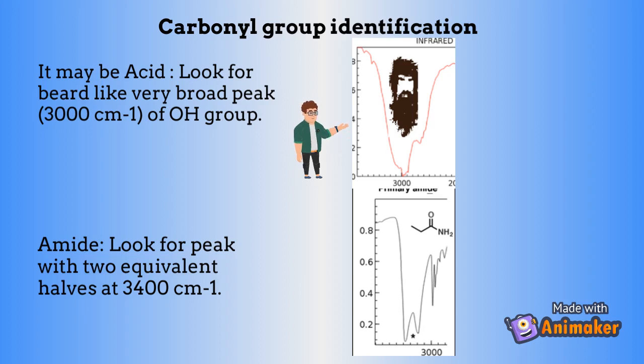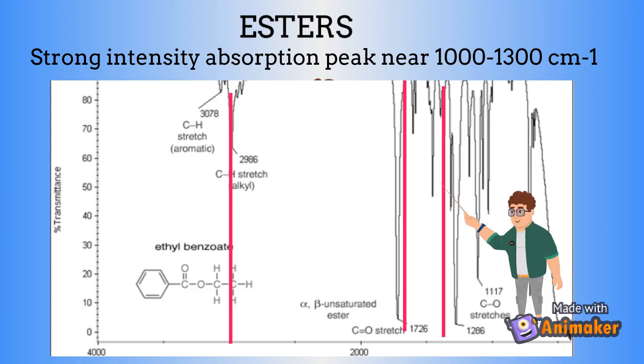The carbonyl group may be an amide and can be identified easily by a double peak with 2 equivalent halves around 3400 cm inverse. The carbonyl group may be an ester carbonyl group, which can be easily identified by the presence of 2 additional strong peaks near 1000 cm inverse and 1300 cm inverse. In the spectrum, 2 additional peaks at 1100 cm inverse and 1276 cm inverse confirm the presence of an ester carbonyl group.